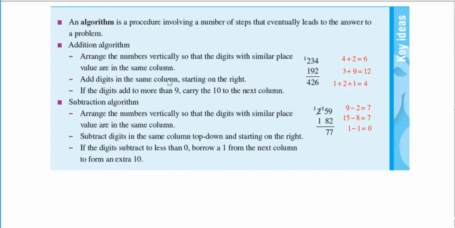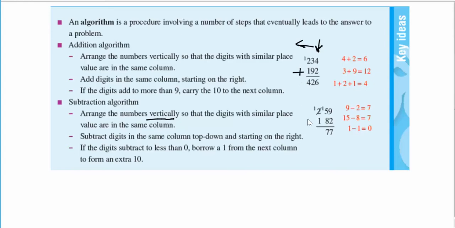Add digits in the same column starting from the right. You always start on the right hand side, and then you work your way to the left, one column at a time. If the digits add to more than 9, carry the 10 to the next column, or the 100, or whatever the case may be. Subtraction algorithm, basically the same thing. Arrange the numbers vertically so that the digits with similar place value are in the same column, as you can see here.